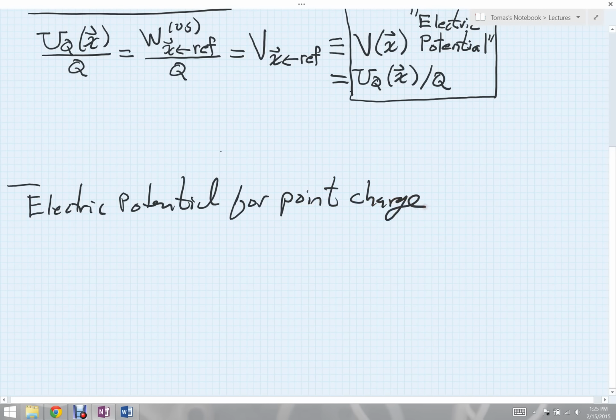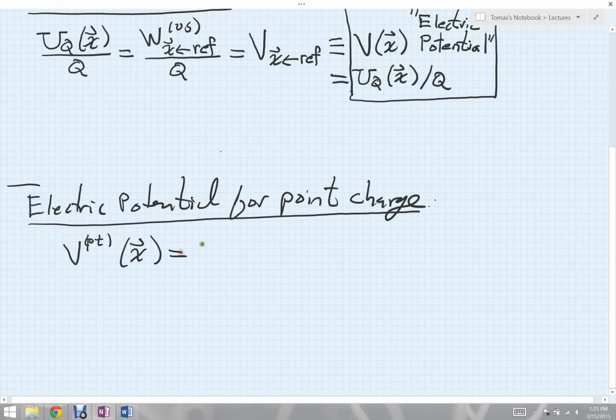We can use the result that we had previously for voltages from point charges. You will recall from what we have immediately here, that the potential for a point charge at location X is going to equal the voltage due to that point charge as we move a test charge from the reference location over to location X. So the situation then looks something as follows.